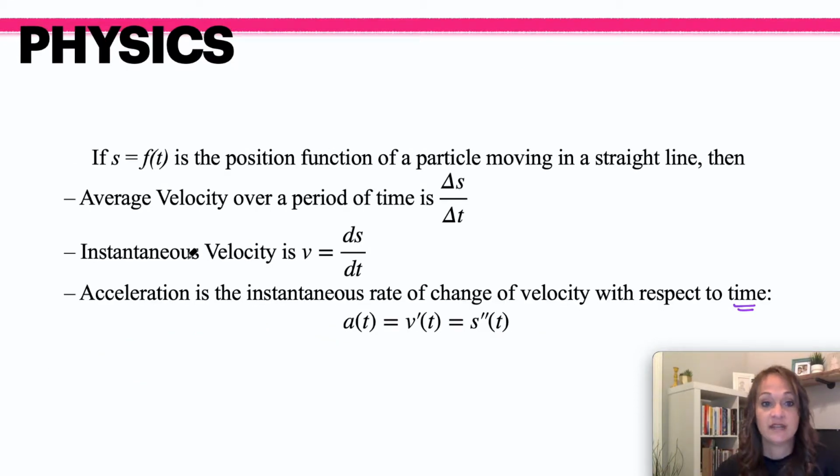So for example, in physics, let's say you have some particle moving in a straight line. The average velocity is going to be the change in the position over the change in time. The instantaneous velocity is going to be the derivative at that specific point. And then they have what's called the acceleration, which is the instantaneous rate of change of velocity with respect to time. How fast is it moving at a specific time? And then the acceleration at a specific time.